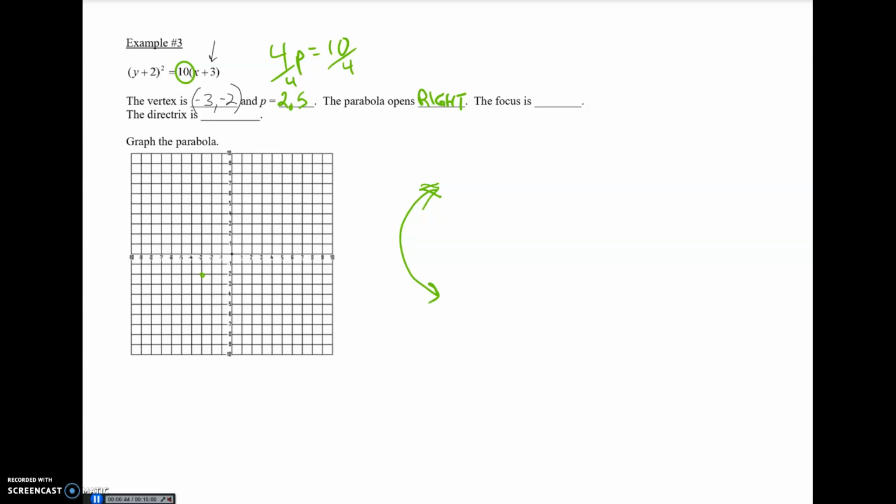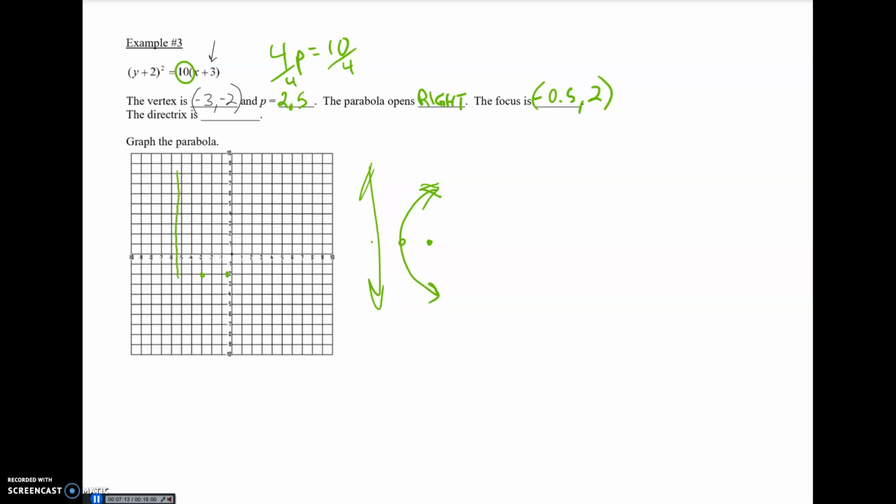So the focus is going to be on the inside. Here's the vertex. I go this way for the focus, and I go to the left to find the line that we call the directrix, okay? So here's our vertex, and I go 1, 2.5. There's our focus. So the focus is (-1/2, 2). -1/2, you can put 0.5 if you'd like, comma 2. There's the focus. And the directrix is over on the other side, 1, 2.5.